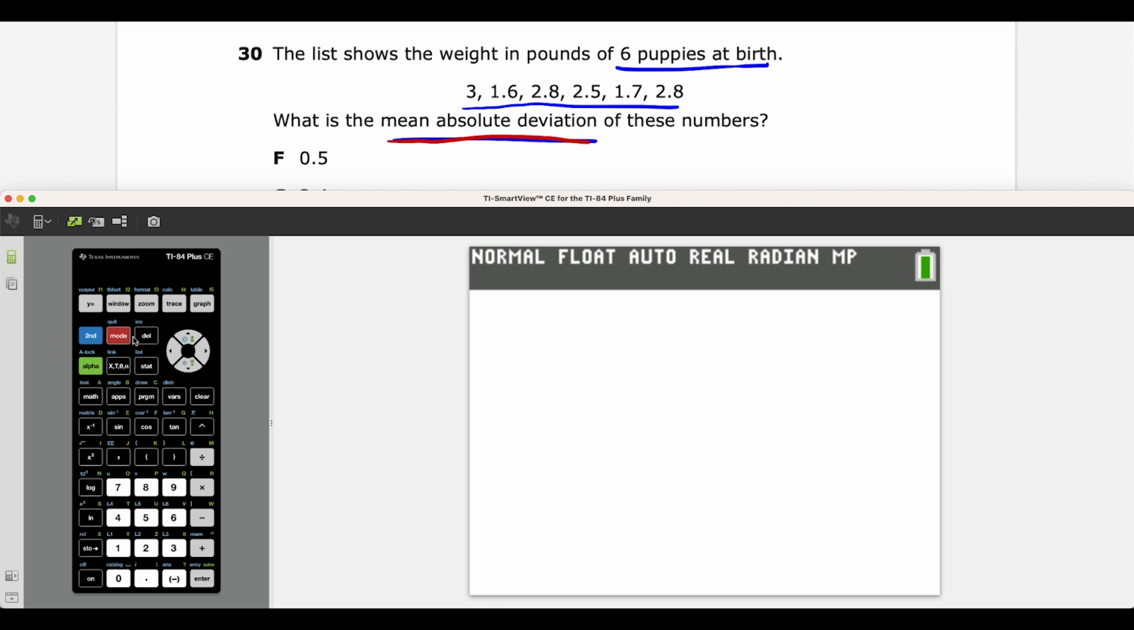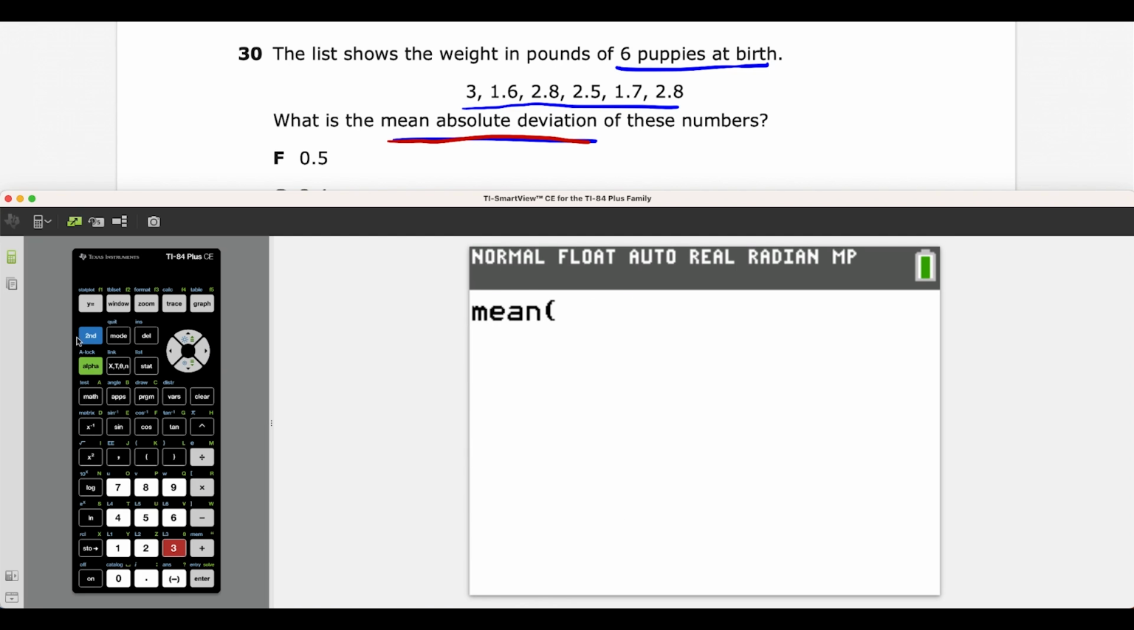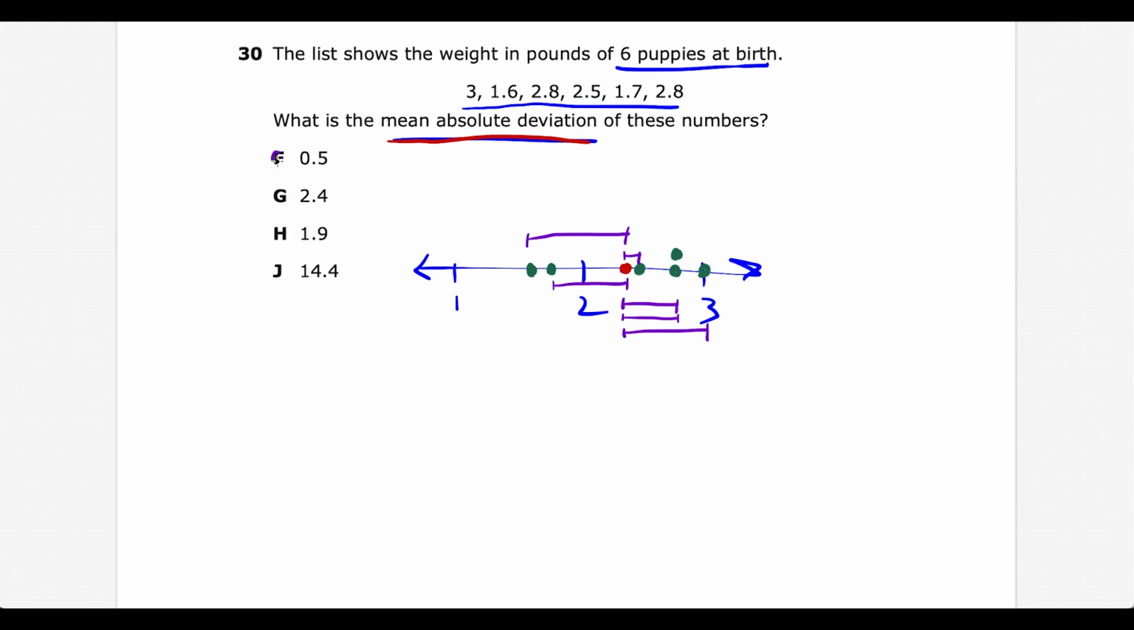But now what we want to do is find the average of those numbers from list 2. So we could just press second stat, go over to math here, and we could calculate the average of list 2 like this. And this is going to tell us that the mean absolute deviation here is 0.5. So this is going to work out to choice F.